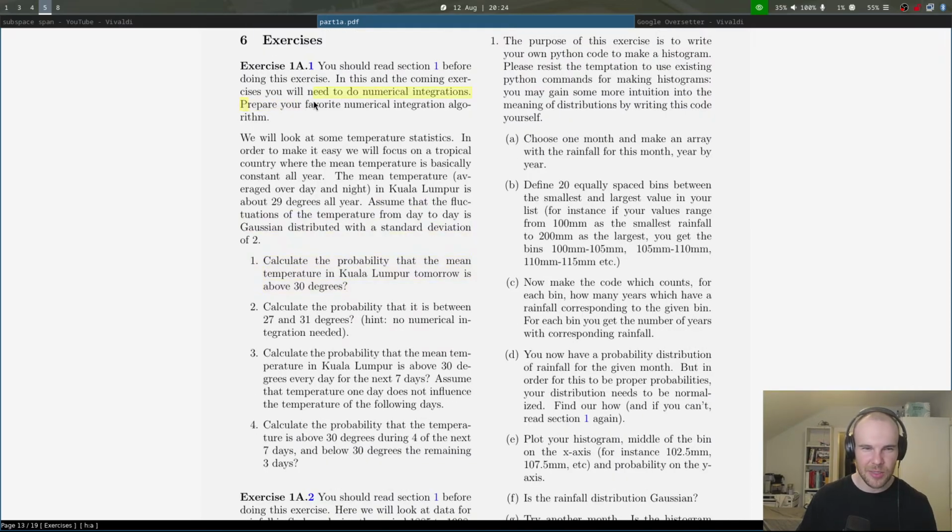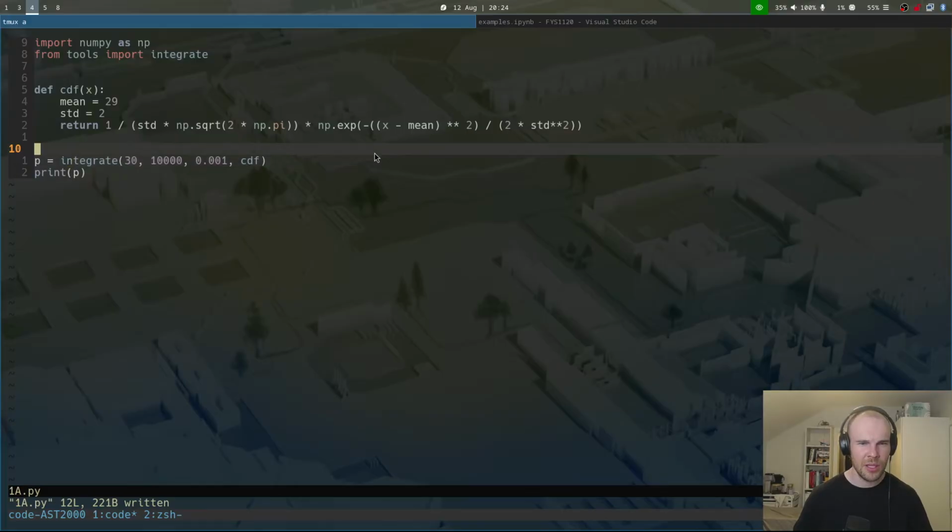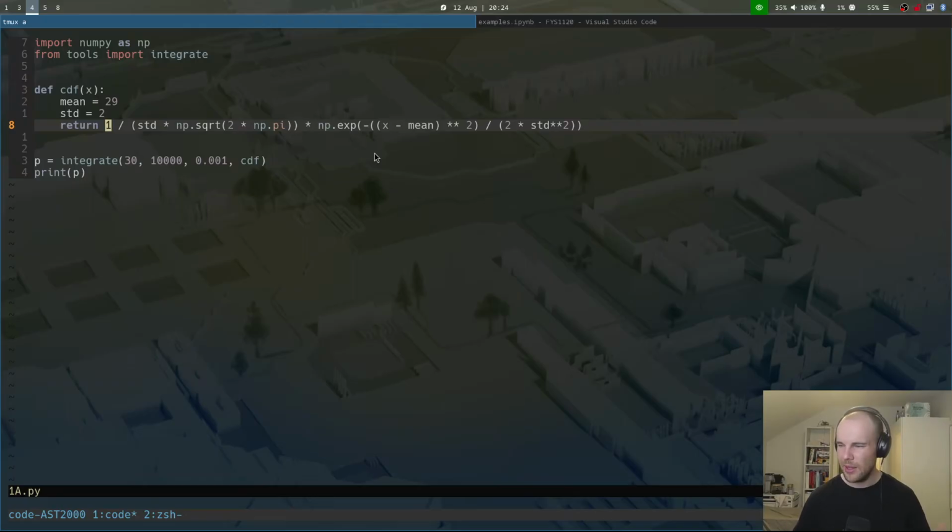And it says prepare your favorite numerical integration algorithm. So I'm just going to use Python. It's assumed that we are going to use Python. So here it is. I just wrote down the CDF. I tried to import it from SciPy, but it got weird, because I want to do it in light of the task. I think they want us to do it like this, and this is good learning too. So this is the formula for a normal distribution here. I also have the correct mean and standard deviation.